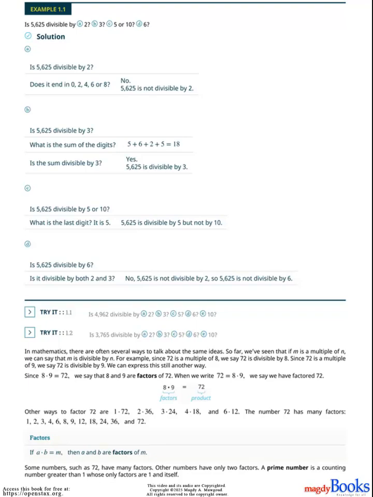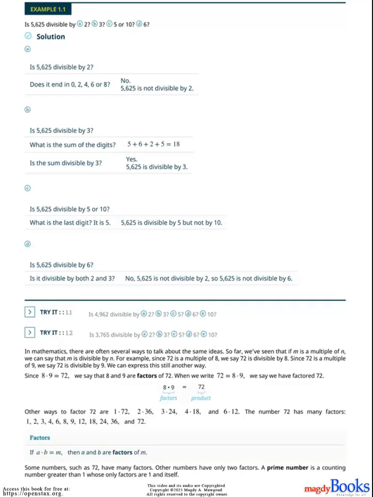Example 1.1. Is 5625 divisible by A. 2, B. 3, C. 5 or 10? D. 6? Solution. A. Is 5625 divisible by 2? Does it end in 0, 2, 4, 6 or 8? No. 5625 is not divisible by 2.